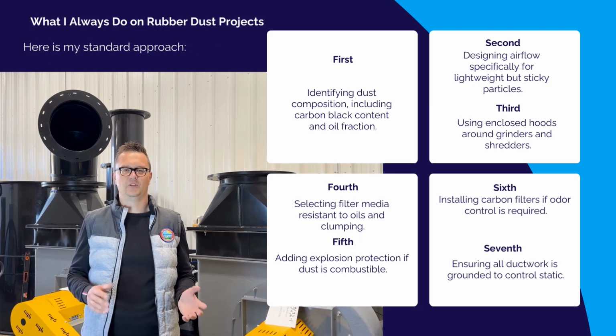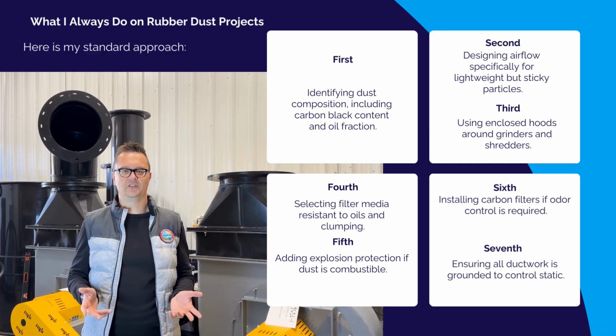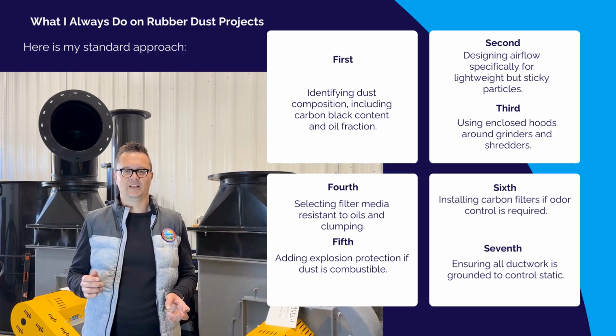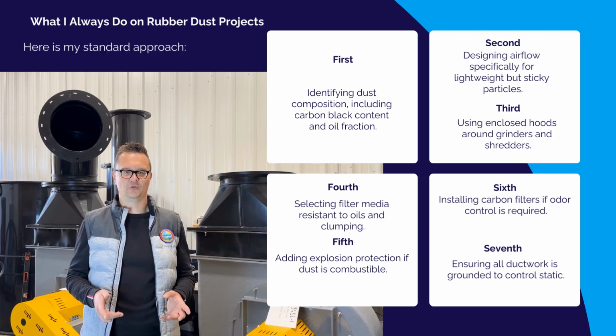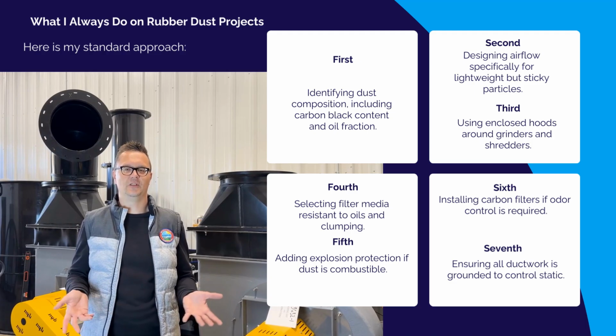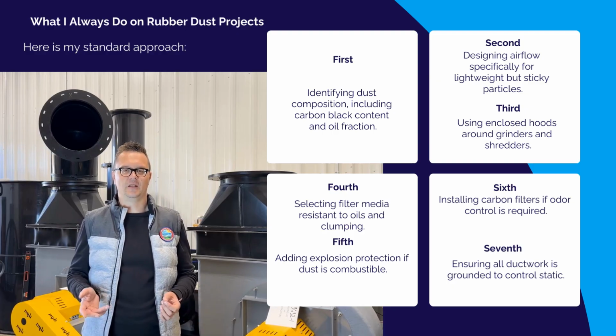What I always do on rubber dust projects. My standard approach includes, first, identifying dust composition, including carbon black content and oil fraction. Second, designing airflow specifically for lightweight but sticky particles. Third, using enclosed hoods around grinders and shredders. Fourth, selecting filter media resistant to oils and clumping. Fifth, adding explosion protection if dust is combustible. Sixth, installing carbon filters if odor control is required. Seventh, ensuring all ductwork is grounded to control static. These steps create a safe and reliable system.